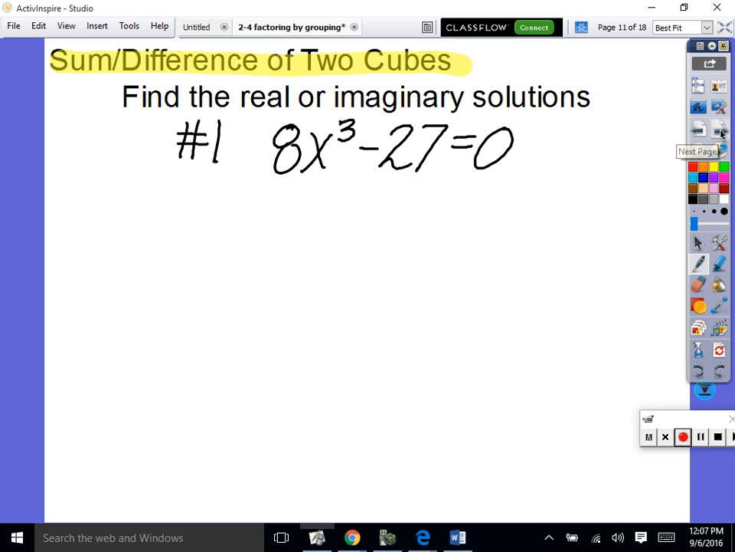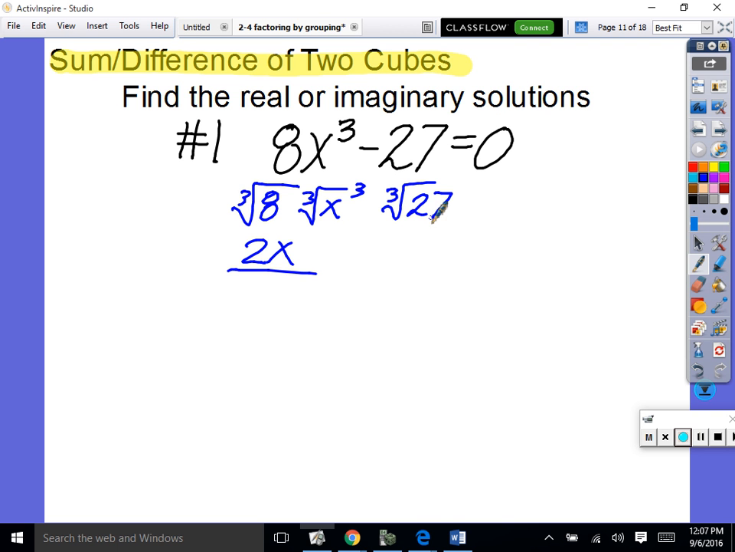Looking at number 1 on the worksheet, we have 8x cubed minus 27 is equal to 0. Notice it's the difference of two perfect cubes. The first thing I do is ask, is there something in common I can pull out? 8 and 27, nothing in common. So let's take the cube root of 8x cubed. What's the cube root of 8, guys? The cube root of 8 is 2. What's the cube root of x cubed? x. So our front thing is 2x, because 2x times 2x times 2x is 8x cubed. Then the cube root of 27 gives us 3.